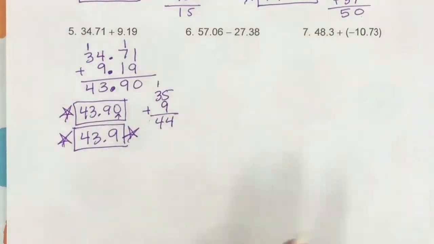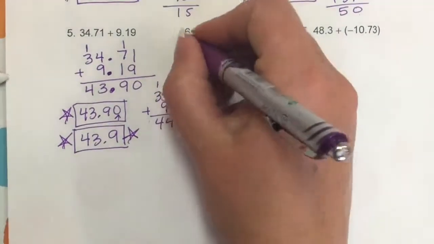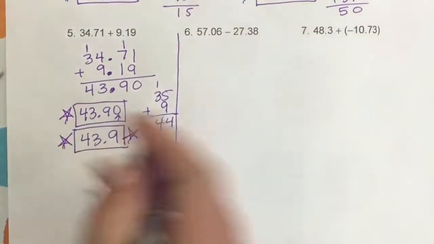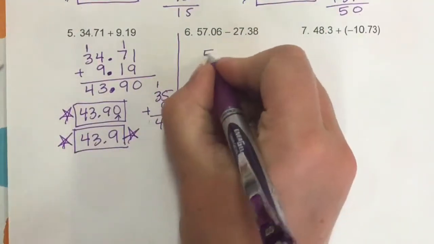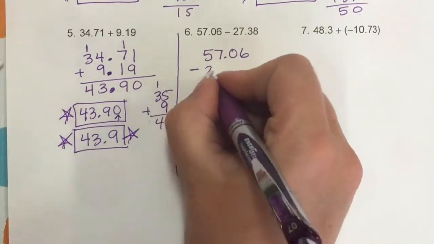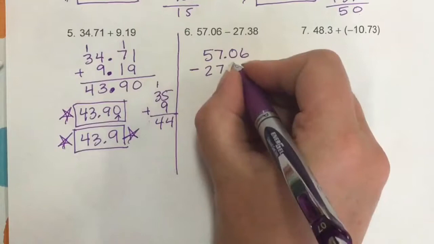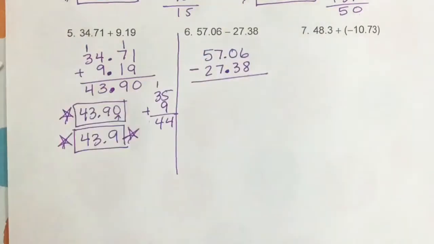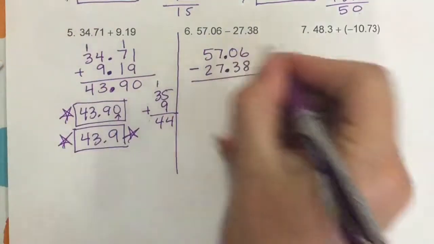So, yeah. Okay, on to number 6. Here we go. We're just going to line up the decimals. We're subtracting. So we have 57.06, and that's subtracted from 27.38. Make sure the decimals are lined up. Okay. And we're going to subtract.